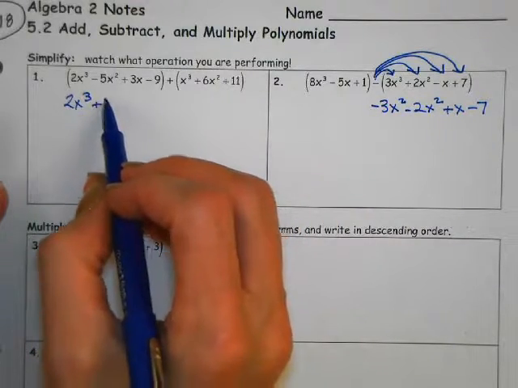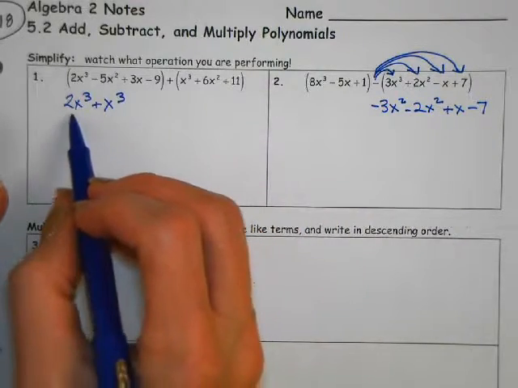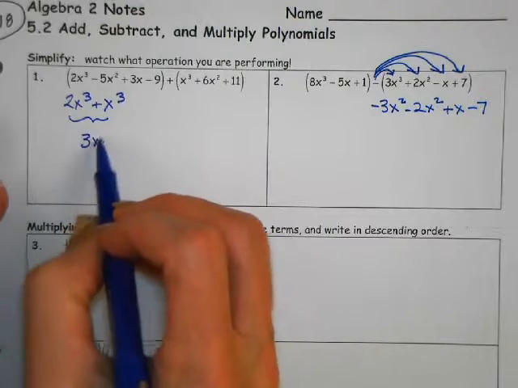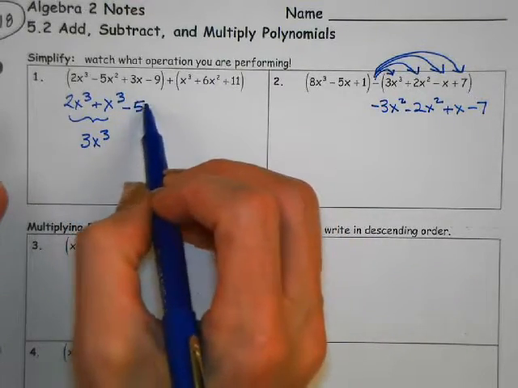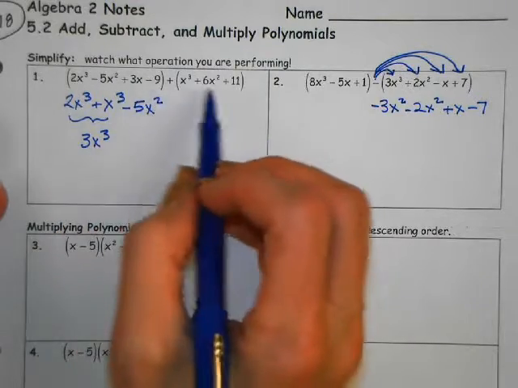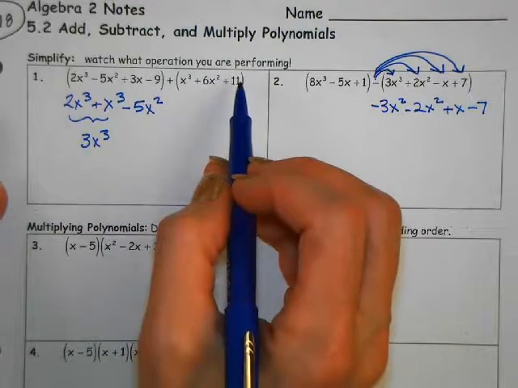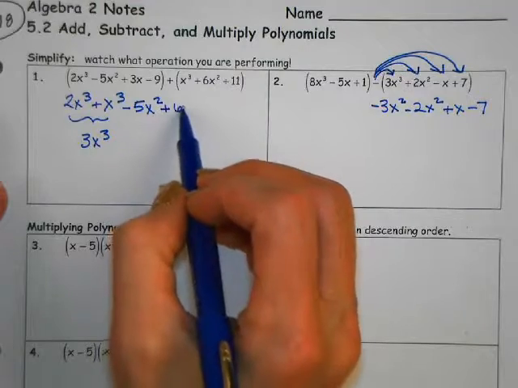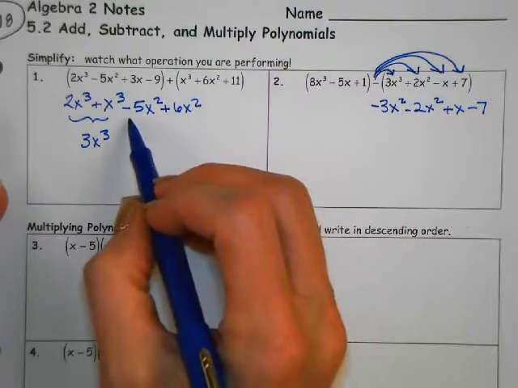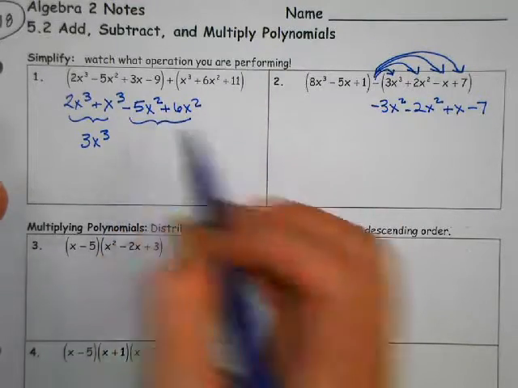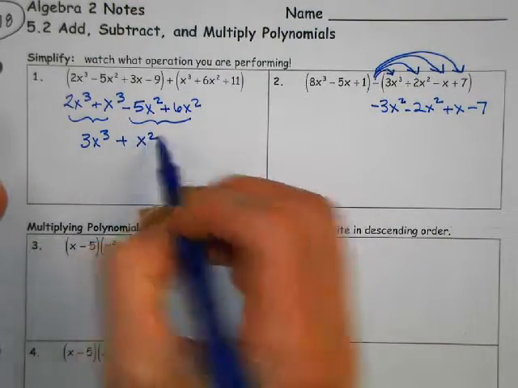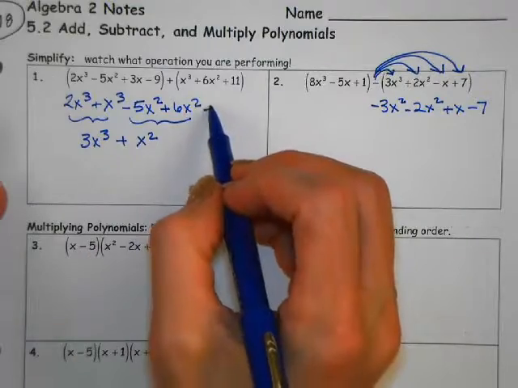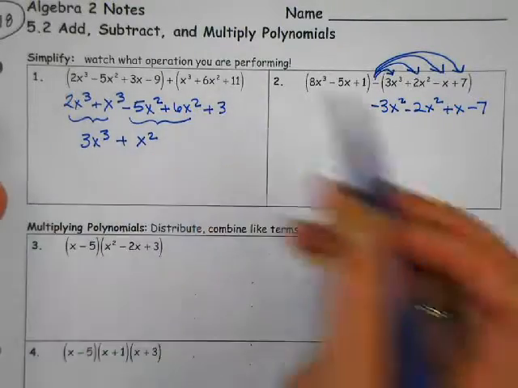How many x cubes do I have all together then? Right, so this would be 3x cubed, okay? I have a minus 5x squared. Do I have any other x squareds? Yes. I have a plus 6x squared, right? So what does a minus 5x squared and a 6x squared equal? Just a plus x squared, right? So then I have a plus 3x. Are there any other x's?